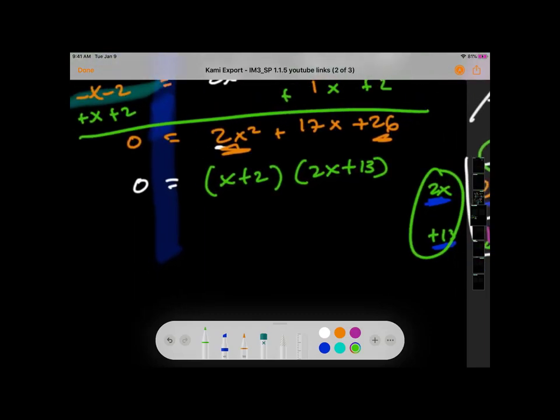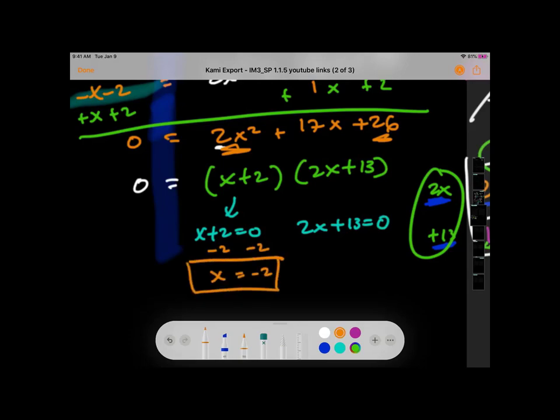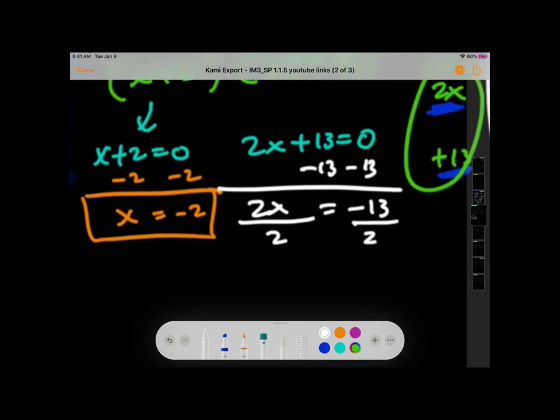So what we're trying to do is just solve for x here. Let's go ahead and do that. I'm going to set each of those equal to 0 and go ahead and solve those. I get x equals negative 2, and over here I'm going to subtract 13. 2x equals negative 13, and divide by 2. You're going to get x equals negative 13 over 2, or 2 goes into 13, negative 6.5 times, right?